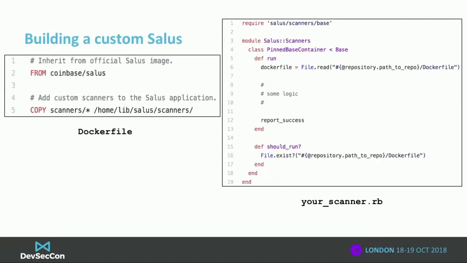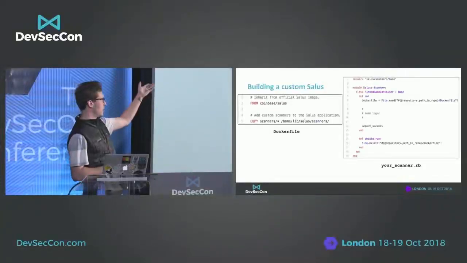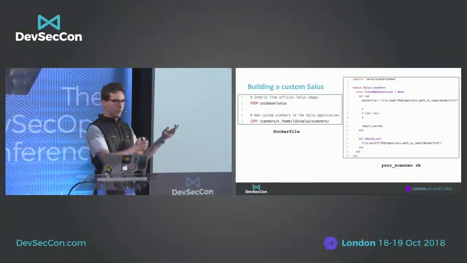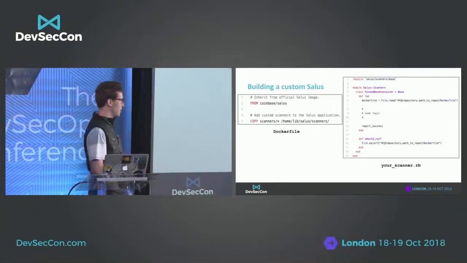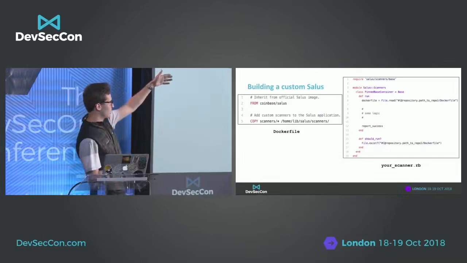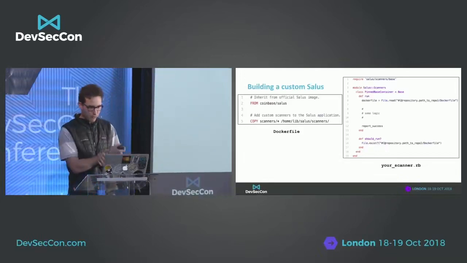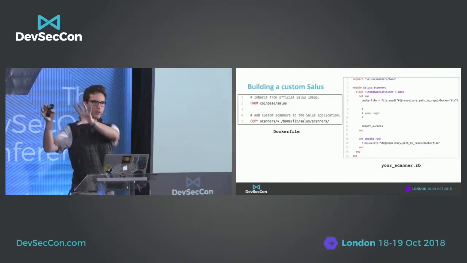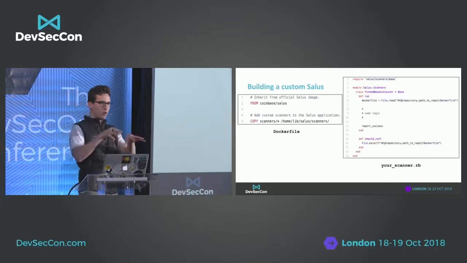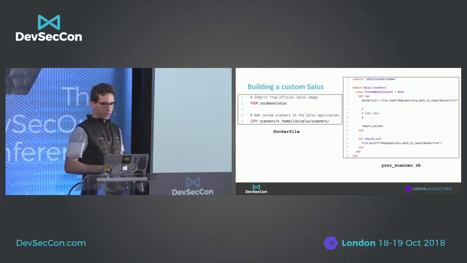You could write a small bit of Ruby to check this logic, and then you can just build a new container with that, and Salus will pick up your Ruby file and just execute it as part of the container. So that's pretty useful. All you have to implement is the run method and the should_run? method, and off you go. So it's highly configurable, which is useful. We have the open source version, and then we run an internal version with some Coinbase specific logic in it, and one inherits from the other.